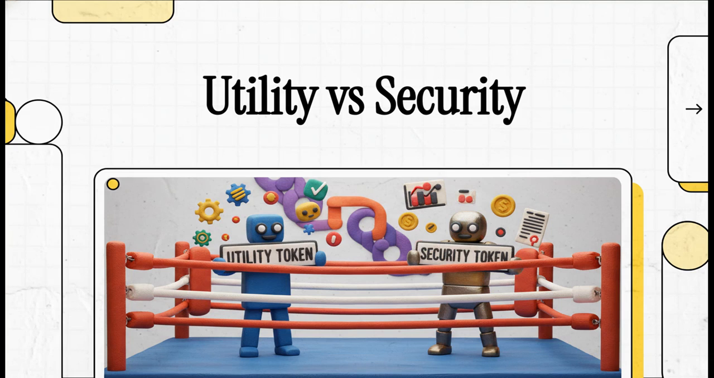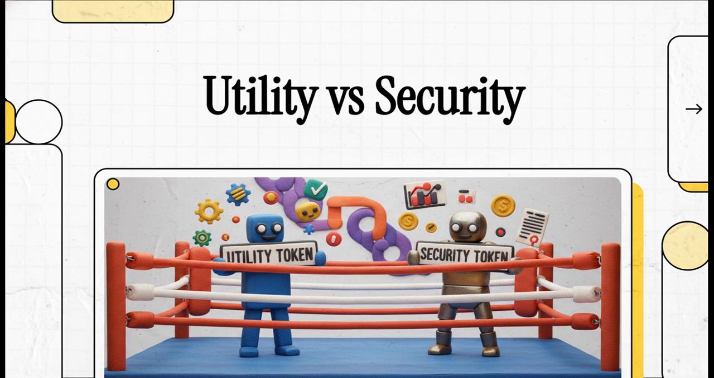Today we're diving into utility versus security. Now, I want you to picture a giant boxing ring where two of the absolute biggest, most misunderstood buzzwords in Web3 are about to square off. In one corner, we've got utility tokens, and in the other, security tokens.